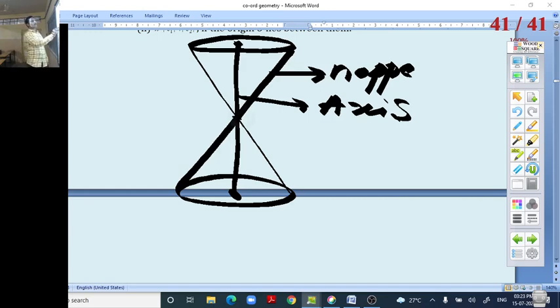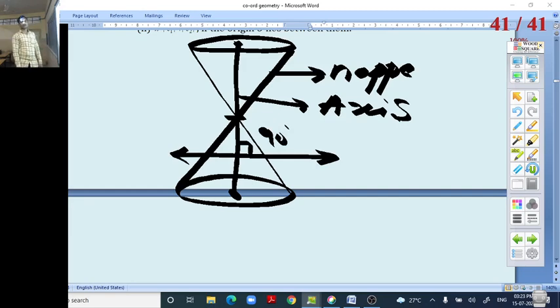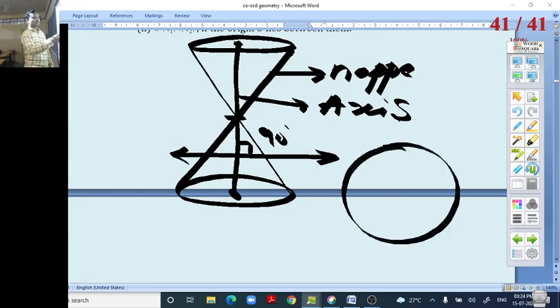So this is the midpoint. And when you cut the cone in this direction, at an angle of 90 degrees to the axis, what are you going to get? You are going to get a circle. You can observe that this picture is approximately a circle. It is not exactly a circle, but I am trying to draw the circle.